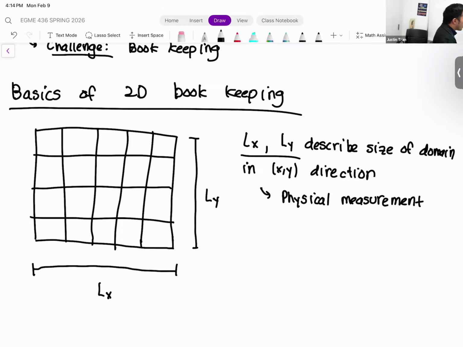So Lx and Ly are independent of the grid. Whatever physical situation you're modeling, it doesn't matter how many grid points you're using, the size of the domain is the size of the domain. Another quantity that you need to know is Nx and Ny. Now, Nx and Ny are used to describe this specific case of a square domain. If you had a more complex domain, you would probably need some more measurements. But in a very simple sense, Nx and Ny describe how many grid points you have in each direction in your grid.